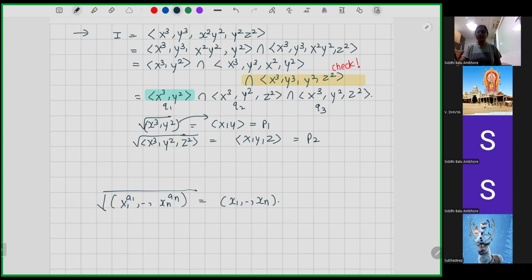Here I had written z square instead of y square, and that's why this z square remains still. And here it is x cube, this becomes x square, and the intersection of these two is actually only this ideal, because this ideal completely contains this ideal. So this is the primary component. Let me just bring it down.